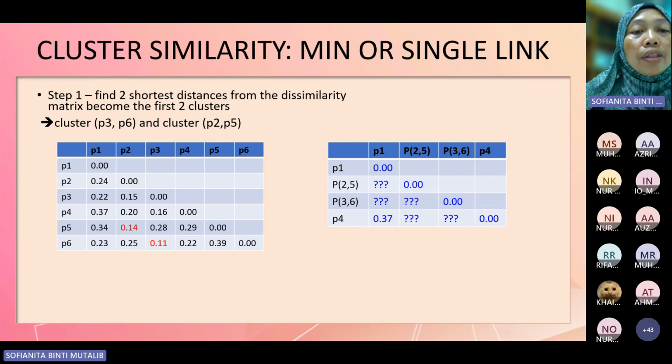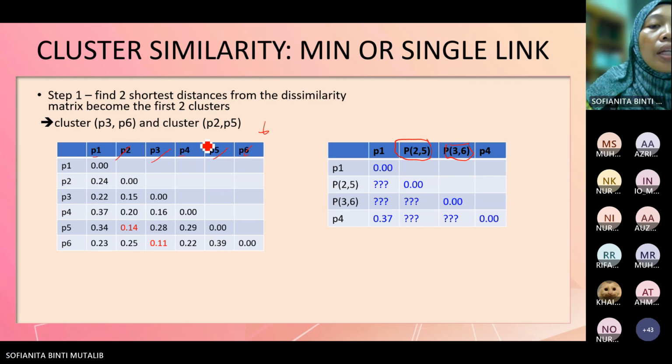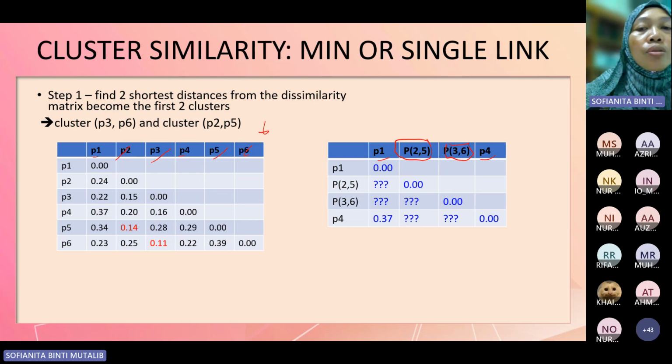Now remember that after we have combined two clusters, originally we had 6, and now you can see the number of clusters has been reduced. Because 2 is combined with 5, it becomes one cluster, and 3 and 6 becomes one cluster. The remaining are 1 and 4. So we have reduced it into four columns, and also four rows.